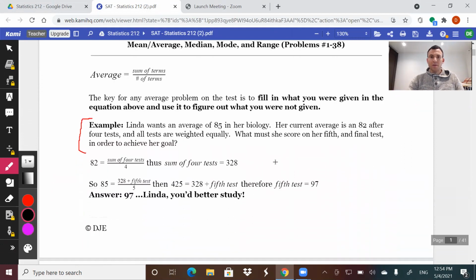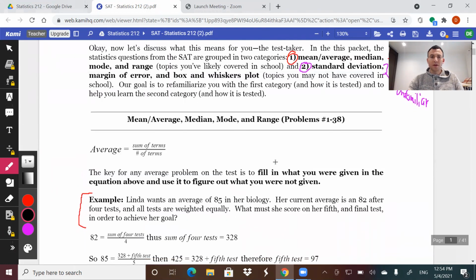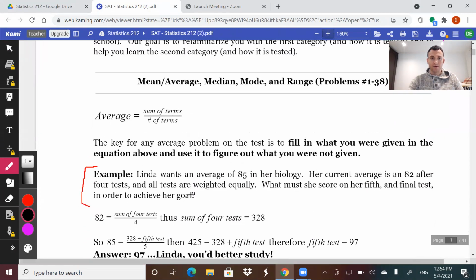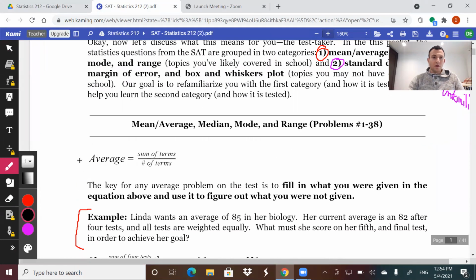So let's look at this example first. If you want, you can take a moment to try to solve it yourself. It's this one right here in red. Linda wants an average of 85 in her biology class. Her current average is an 82 after 4 tests, and all tests are weighted equally. What must she score on her 5th and final test in order to achieve her goal?